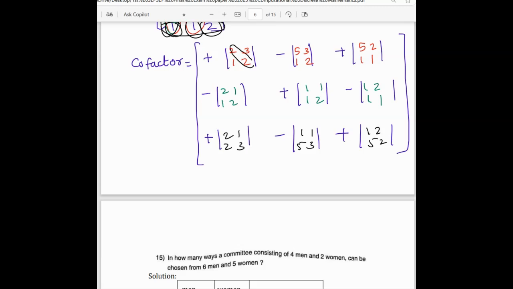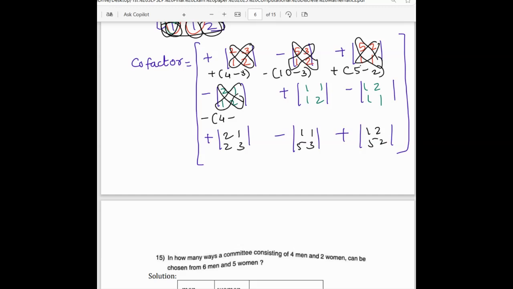Certainly here 2 into 2 will be 4. Certainly 4 minus 3 ones are 3. Then minus 5 twos are 10. 10 minus 3 ones are 3, cross multiplying. Then plus 5 ones are 5. 5 minus 2 ones are 2. So yeah, 1 fours are 4, minus of 1 fours are 4 minus 1 ones are 1.